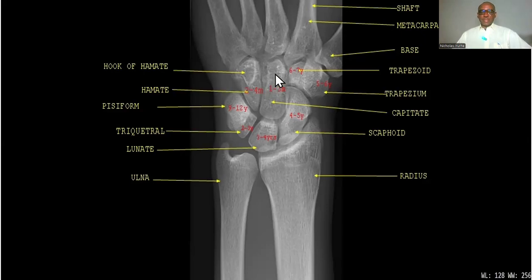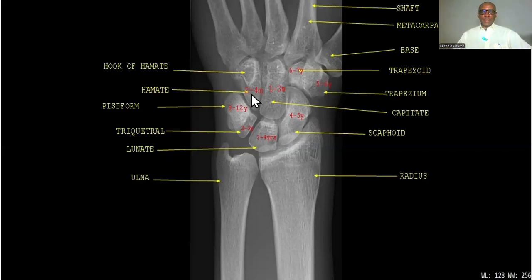The capitate is the largest bone in the wrist of all the carpal bones, and lateral to that you have the hamate. And the hamate is unique because it has a hook, which the others don't have. Some figures you see in red are for us to go a step further.